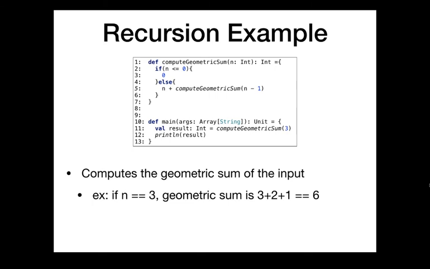But just a reminder, we're computing the geometric sum, which is going to be the sum of all the values from the input n down to 1. So when I say compute geometric sum of 3, I mean 3 plus 2 plus 1, and I expect the return value to be 6 from this method call.